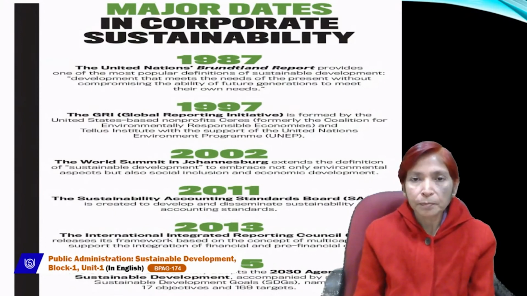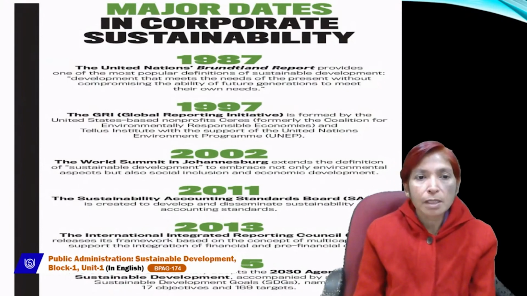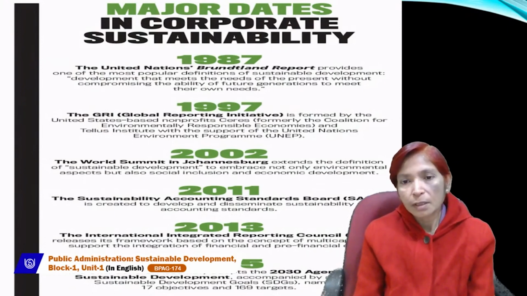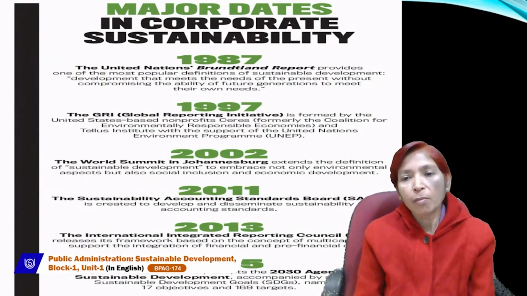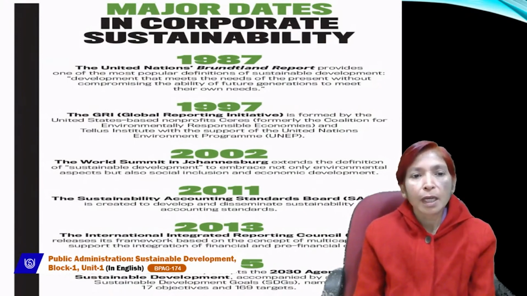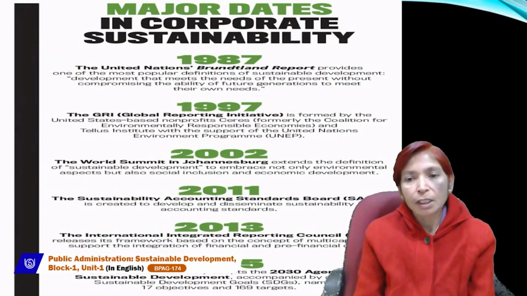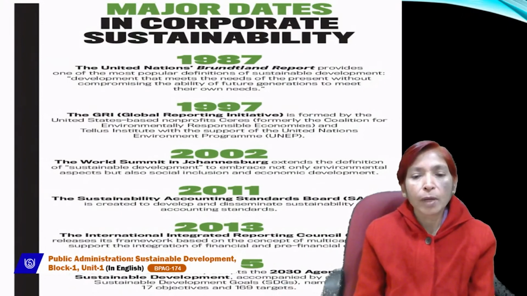In 1997, the GRI, meaning Global Reporting Initiative, was formed by the United States-based NGO or non-profit, formerly the Coalition for Environmentally Responsible Economies, and the Tellus Institute, with the support of the United Nations Environment Programme, UNEP.